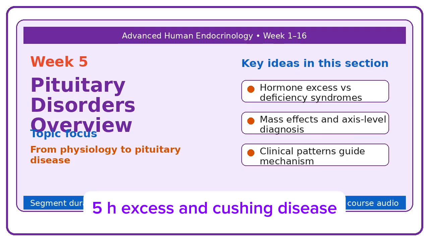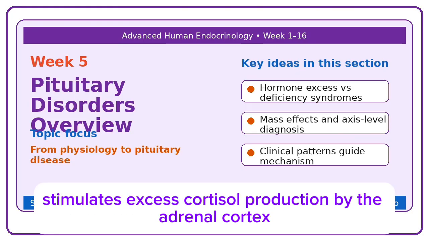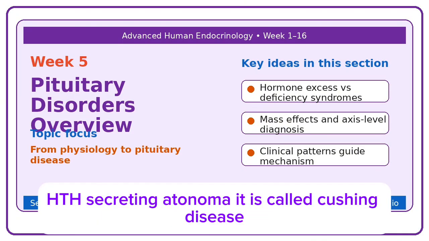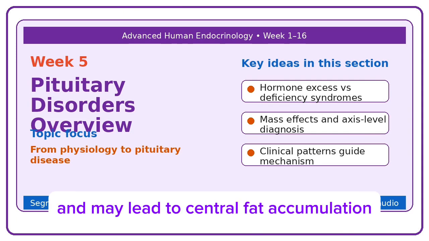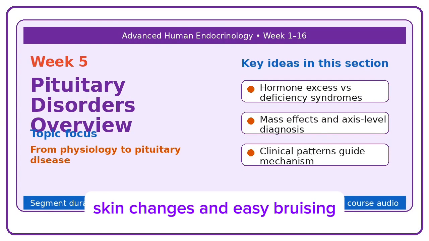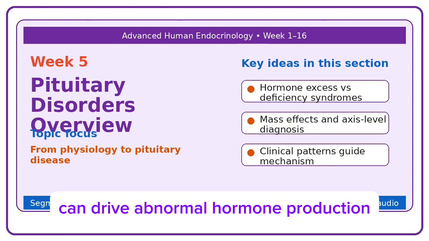5. ACTH excess and Cushing disease. Excess ACTH from a pituitary adenoma stimulates excess cortisol production by the adrenal cortex. When hypercortisolism is specifically driven by a pituitary ACTH-secreting adenoma, it is called Cushing disease. Cortisol excess affects many systems and may lead to central fat accumulation, muscle weakness, hyperglycemia, hypertension, skin changes, and easy bruising. This disorder is a good example of how a pituitary lesion can drive abnormal hormone production in a peripheral endocrine gland.